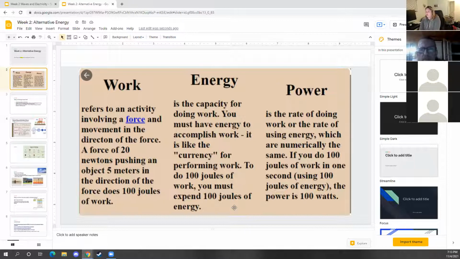So the example they have here is, you must have energy to accomplish work. So it's like the currency for performing work.